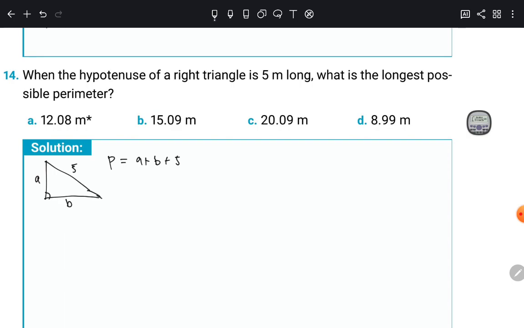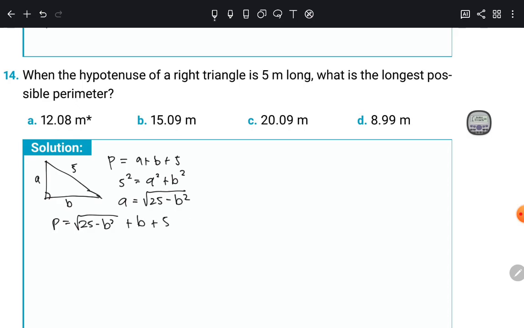Then we also know the relationship, because this is again two variables and we don't want that. We know the relationship between A and B by using the Pythagorean theorem, that 5 squared is equal to A squared plus B squared. So if we solve for the other side, let's say A will be equal to the square root of 5 squared, which is 25, minus B squared. And we can substitute that in our perimeter. So this will become square root of 25 minus B squared plus B plus 5.